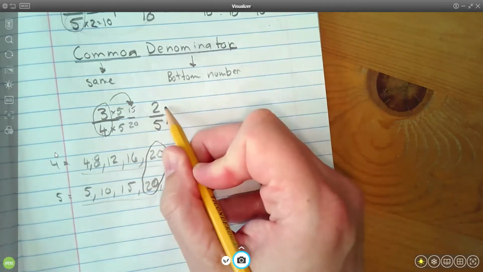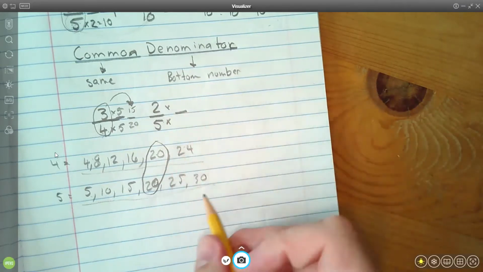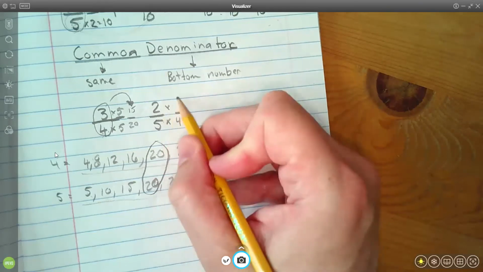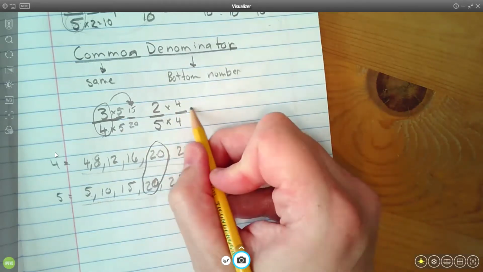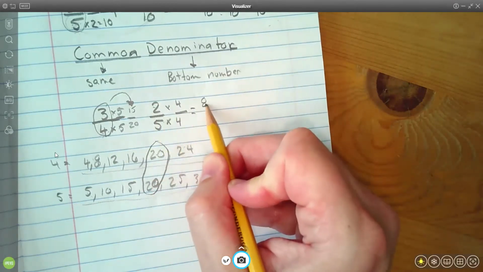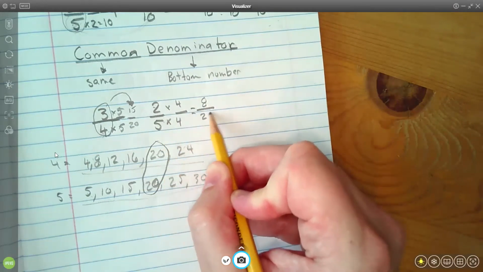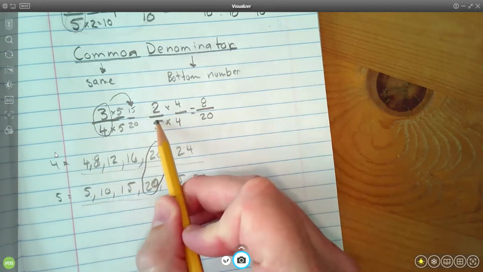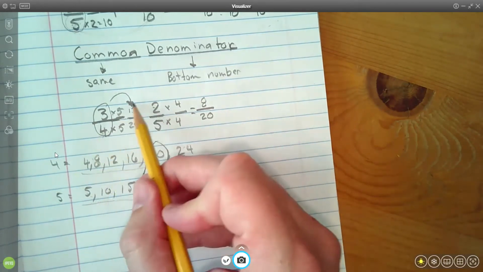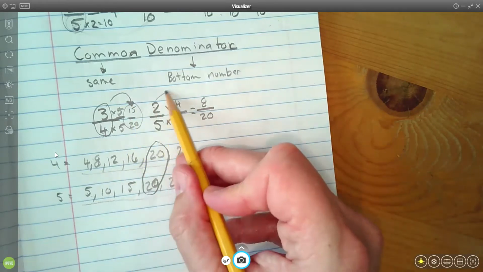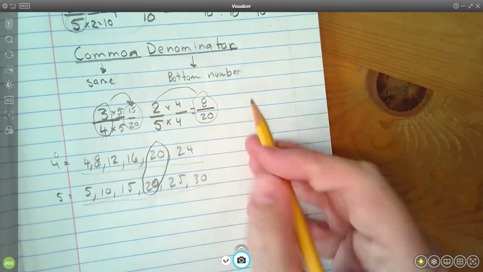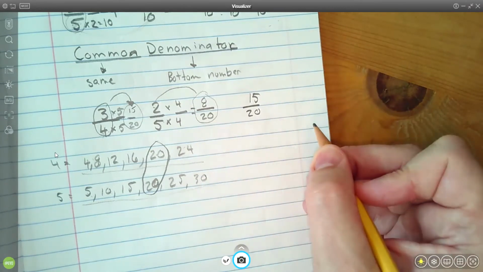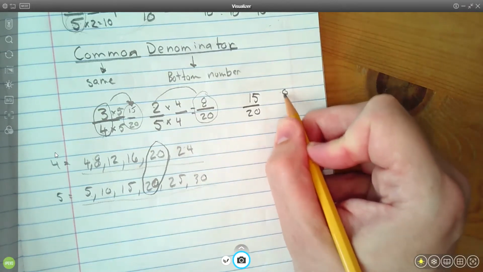We would have to multiply 5 by what to have him be 20? Let's see, 1, 2, 3, 4. Okay, so 4 times 5 and 4 times 2. 2 times 4, 8. 4 times 5, 20. All right, so now we have 3/4 and 2/5 turns into 15/20 and 8/20. So 15/20 is our 3/4 and 8/20 is our 2/5.